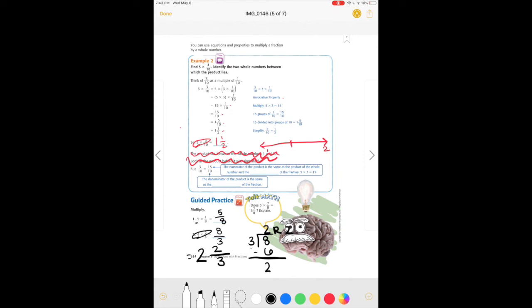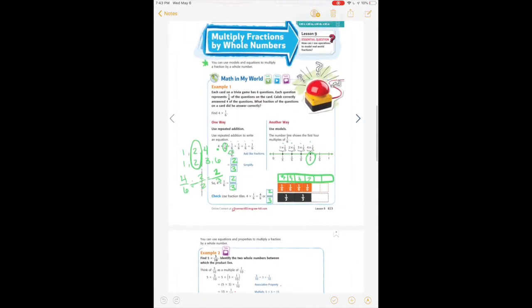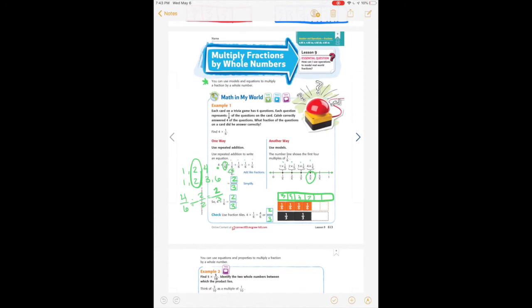All right, we talked about a lot of different ways that you can multiply. The easiest way, honestly, is to just do repeated addition. If you stick with repeated addition, you will be good to go.